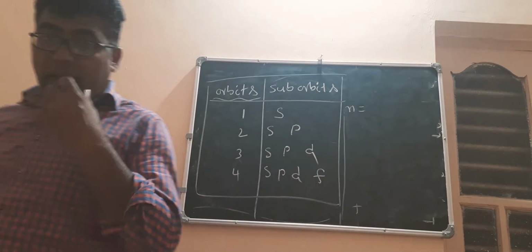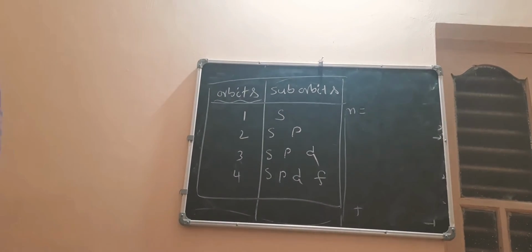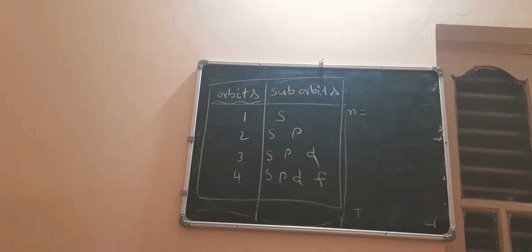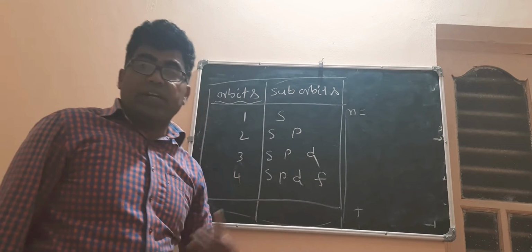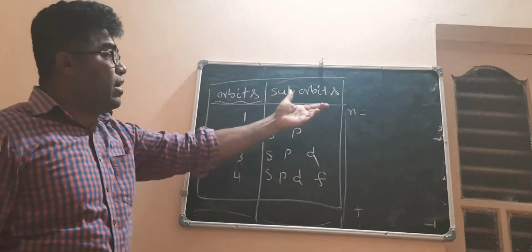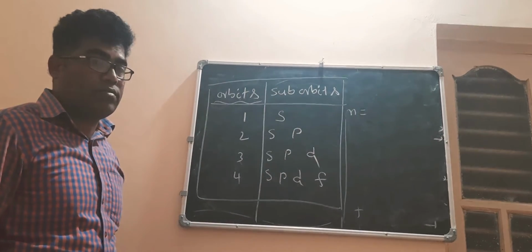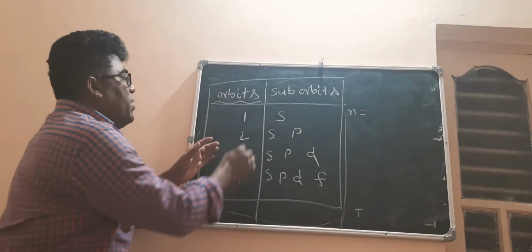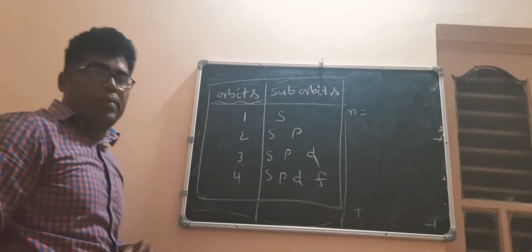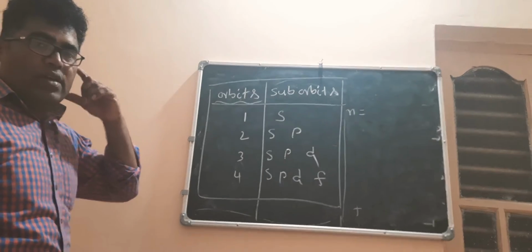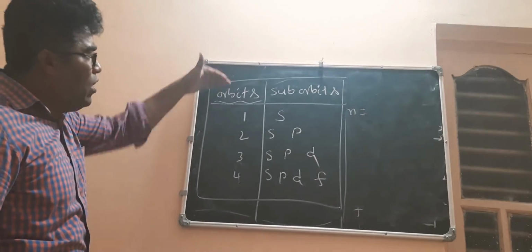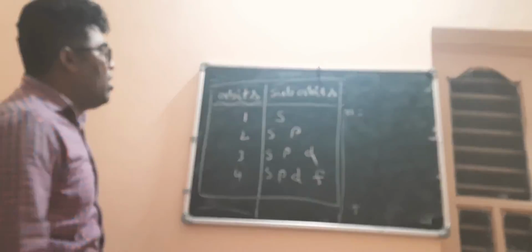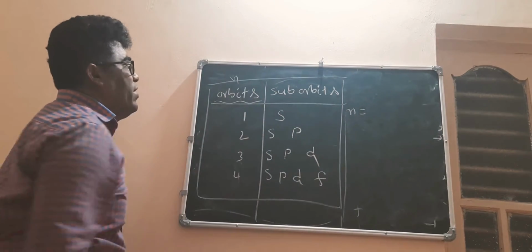You know very well, in a spherical shaped atom, at the center the nucleus is present. Around that nucleus, orbits are present. Orbits again contain suborbits. Orbits are denoted by the letter N.